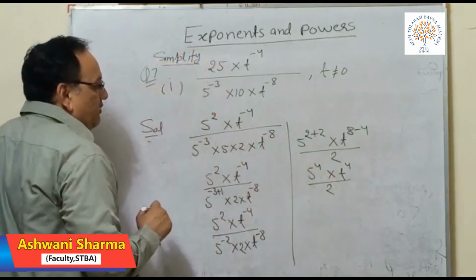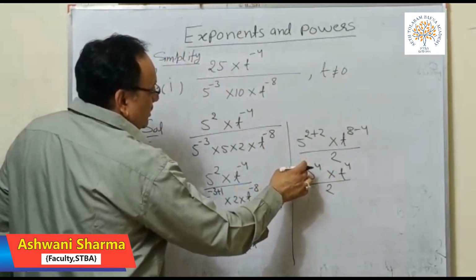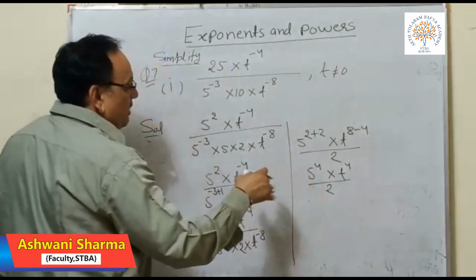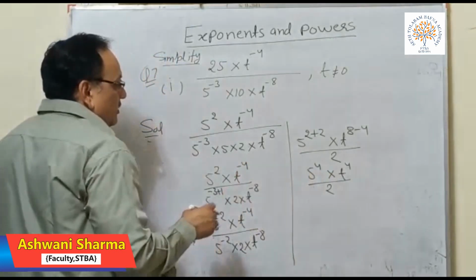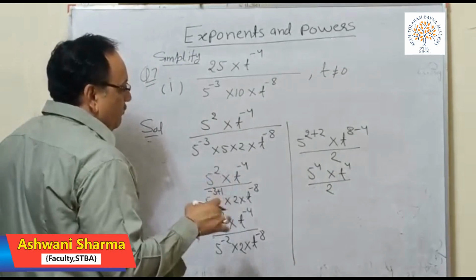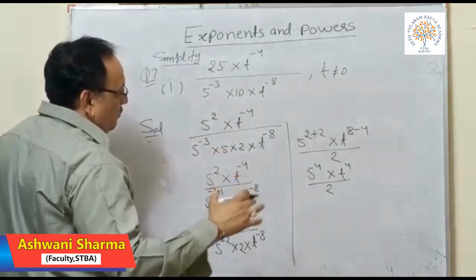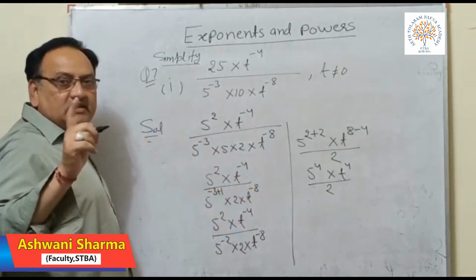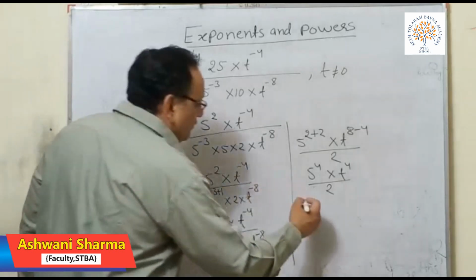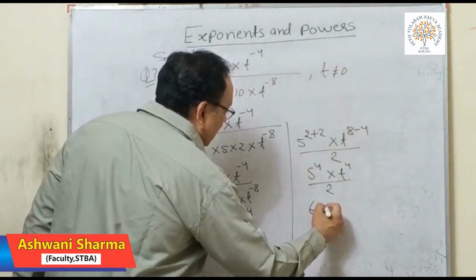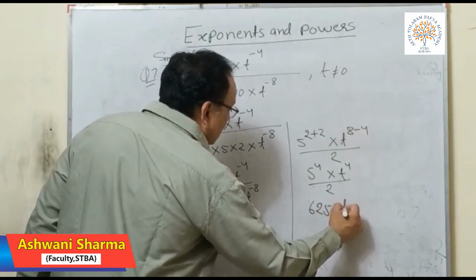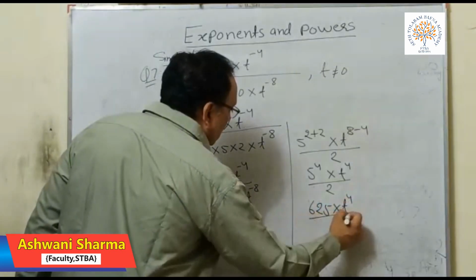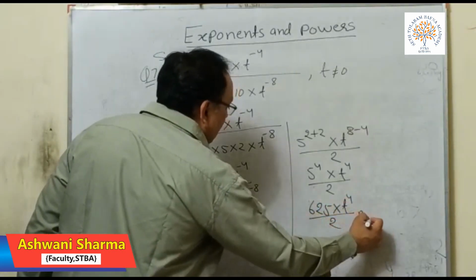5 raised to the power 4, it means 5 multiplied 4 times. 5 into 5, 25. 25 into 5, 125. 125 into 5, 625. Then we can write here 625 into t raised to the power 4 upon 2 is the answer.